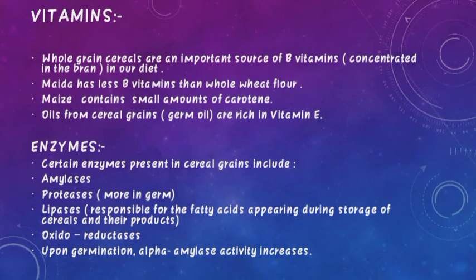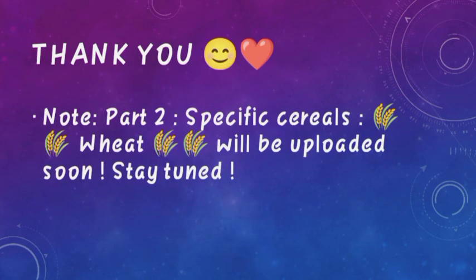Next is enzymes. There are certain enzymes present like amylases, proteases, and lipases. Proteases are present more in the germ part. Lipases are responsible for fatty acids appearing during the storage of cereals and their products. There are also oxidoreductases, and upon germination, alpha amylase activity increases. So this is the introductory part.